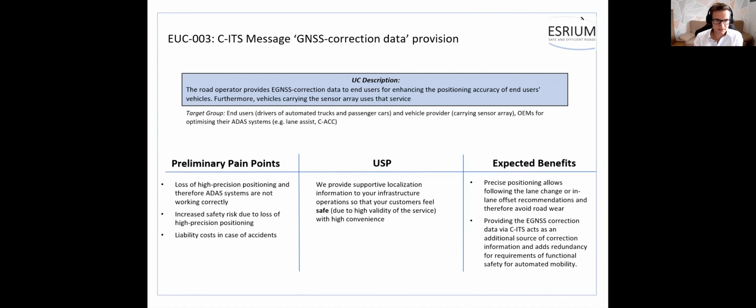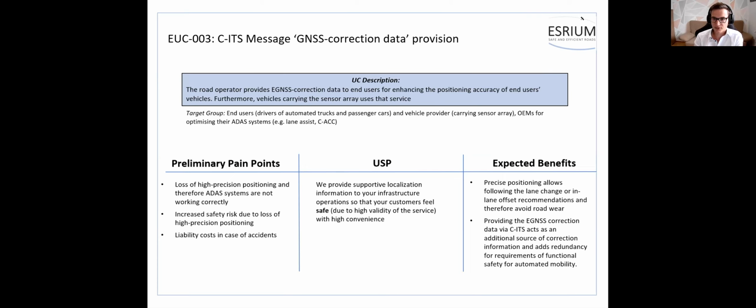The provision of EGNSS correction data is necessary to ensure that the vehicle position is determined as accurately as possible. So if the vehicle position is lost, for example, the advanced driver assistance systems such as in-lane offsets would not work correctly, which would in turn also increase the safety risk and potentially cause accidents. Furthermore, these accidents would then also potentially lead to liability costs. So with EGNSS correction data, appropriate safety is ensured, and the lane change or in-lane offset adaptation recommendations can then be carried out more accurately and with improved safety.